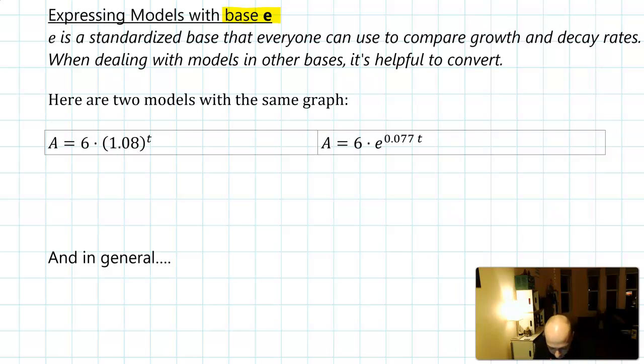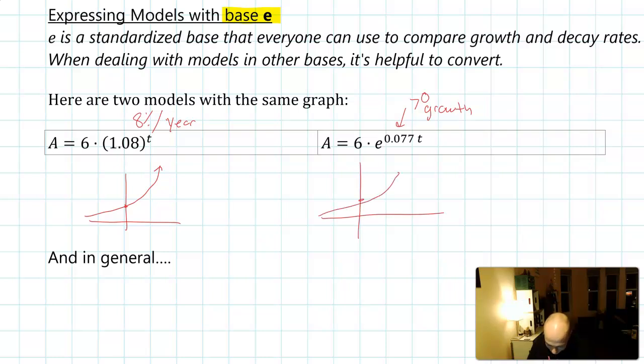6 times 1.08 to the t, right? Exponential growth of roughly 8% per year. It's the 1.08, and that would look something like this. And we also have 6e to the 0.077 t, also exponential growth because t is greater than 0, so that's going to be growth as well. And it turns out those have almost the exact same graph.